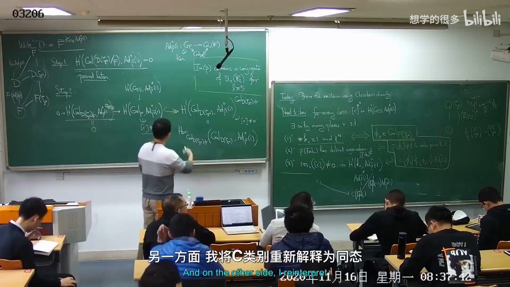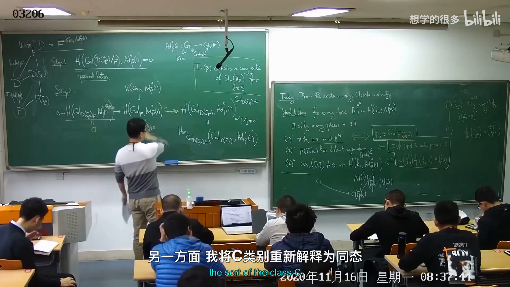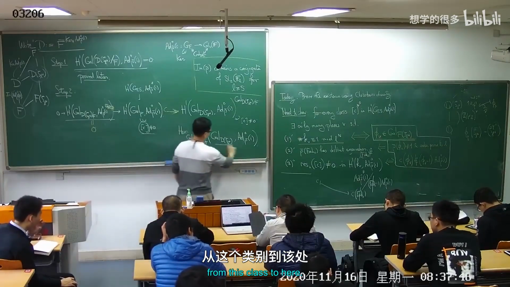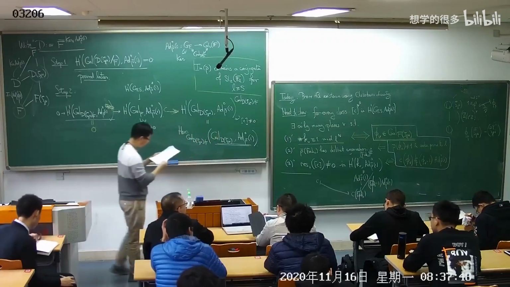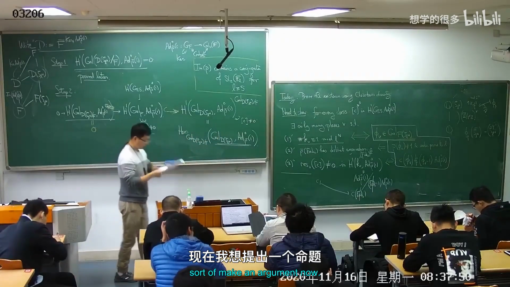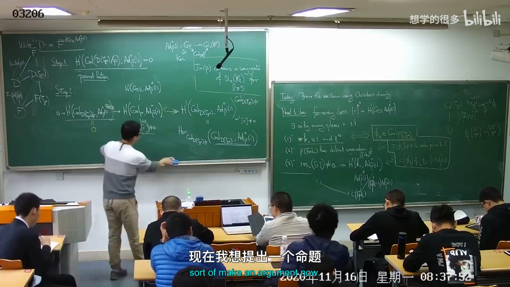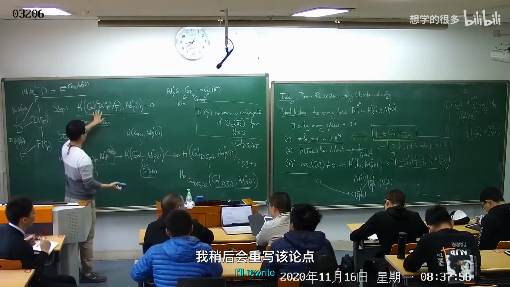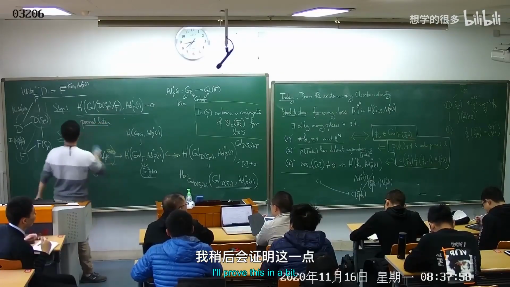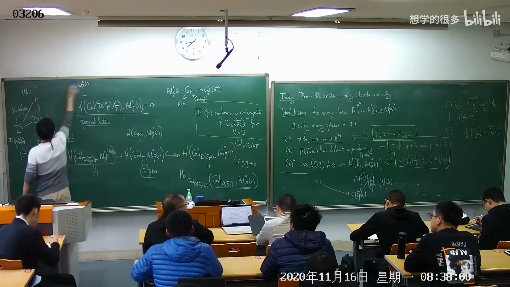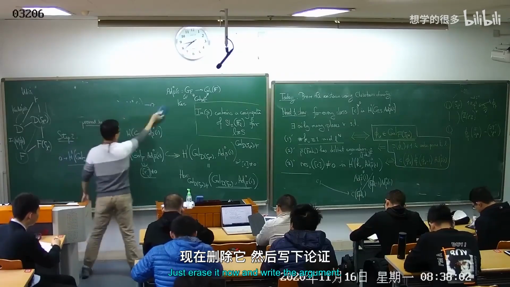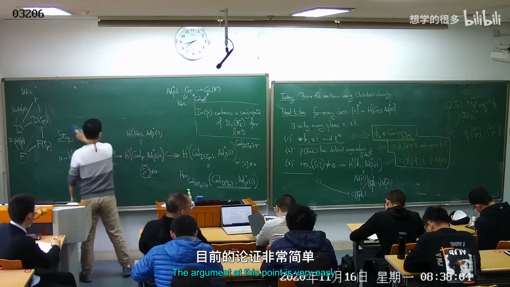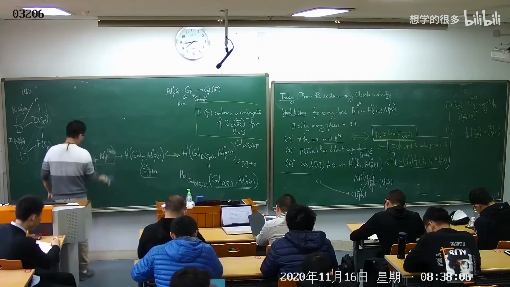And on the other side, I reinterpret the class C into a homomorphism from this class to here. Now I want to make an argument. I'll rewrite this claim later; I'll prove this in a bit. Let's just erase it now and write the argument. The argument at this point is very easy.